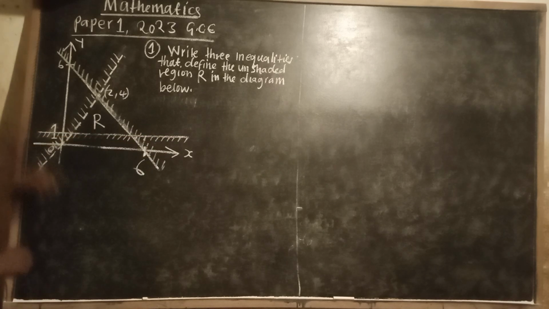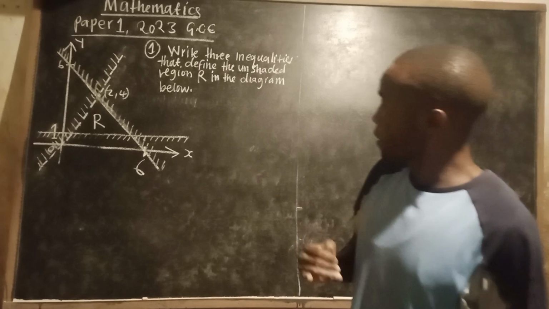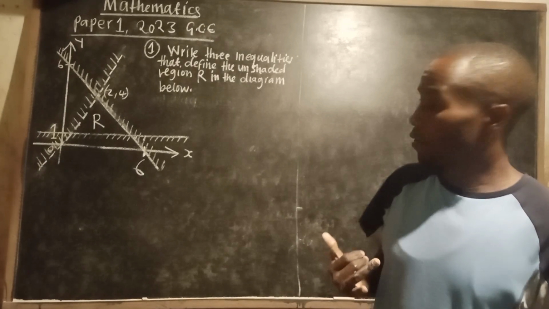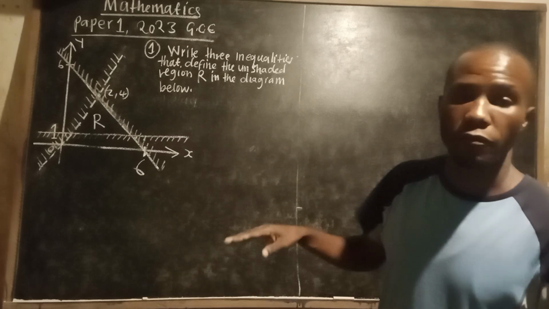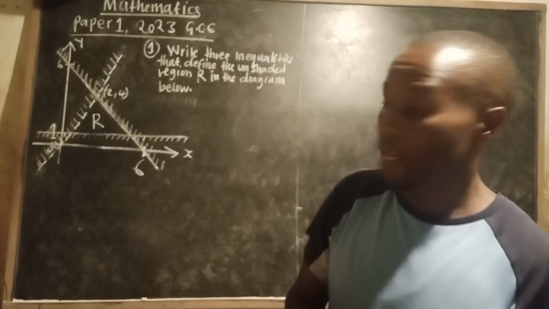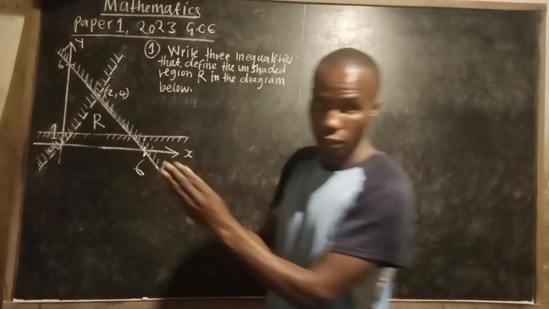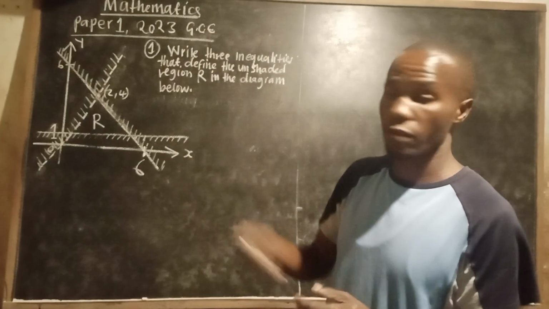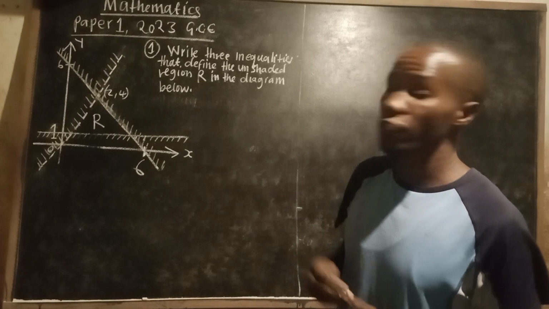Here there are 2 factors that you should consider. The first factor is to look at the line itself. Is that line a solid line or a broken line? This is a solid line because there are no gaps in between. It is just straight like that. So it is called a broad line or solid line.